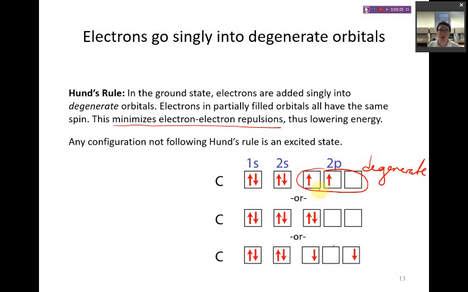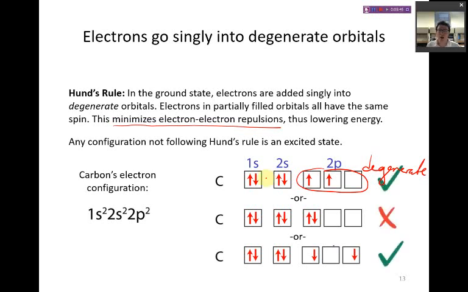To give an example here, again for carbon's electron configuration, the top and the bottom are both equal in terms of their energy. The reason for that is because we have separated the two electrons into two different orbitals.